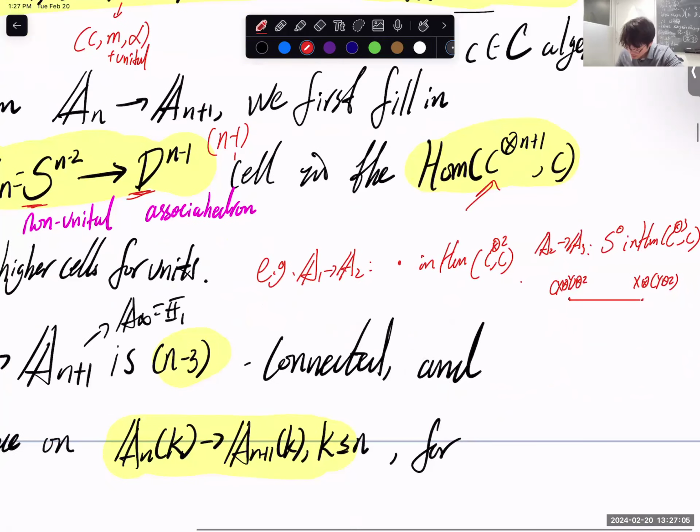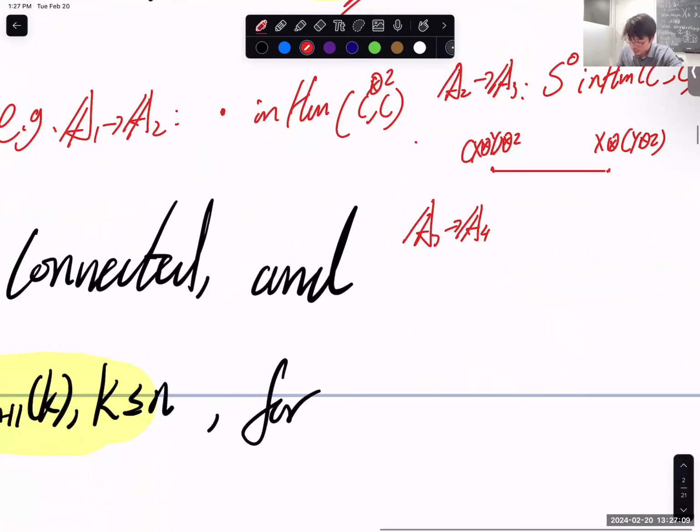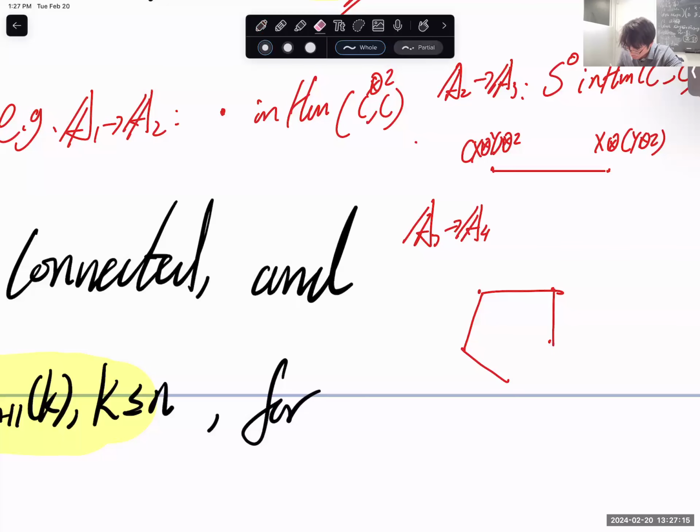The next level up, from A3 to A4, the boundary is topologically S1. You form a pentagon, depending on how you do it. I think everyone has seen this before. I also don't think I can really get this correct. So this one is this.